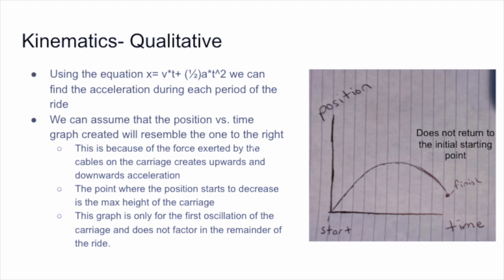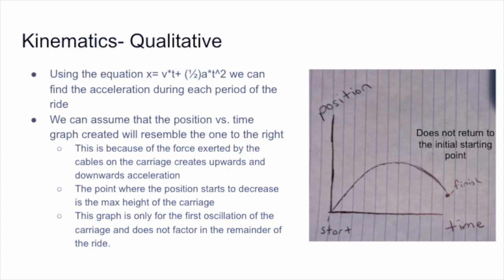Using the equation distance equals velocity times time plus 1/2 acceleration times time squared, we can find the acceleration during each period of the ride. All we have to do is find the time it takes for the carriage to go from one point to the other, and we can find the overall acceleration.